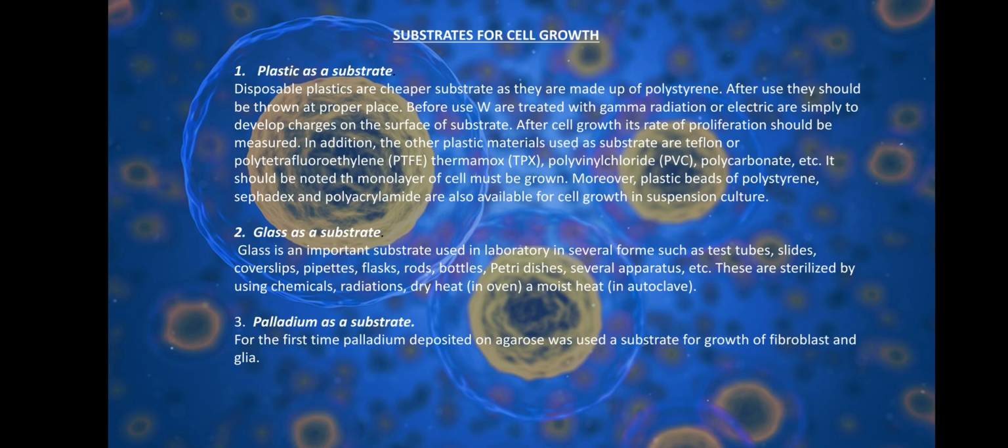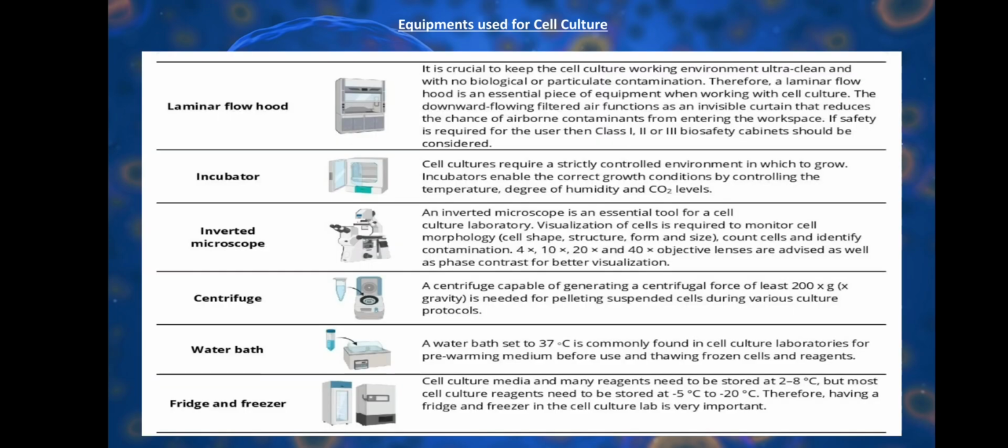Second substrate is glass. It's an important substrate used in the laboratory in several forms such as test tubes, cover slips, pipettes, flasks, rods, bottles, petri dishes, several apparatus, etc. These are sterilized using chemicals, radiations, dry heat using an oven, or moist heat in an autoclave. Third one, palladium. For the first time, palladium deposited on agarose was used as a substrate for the growth of fibroblast and glial cells. So these are the three different substrates.